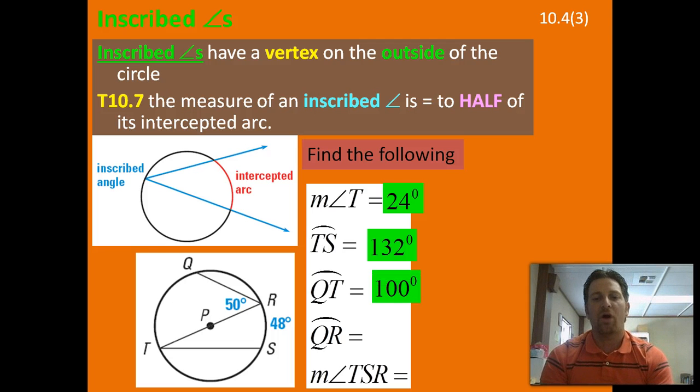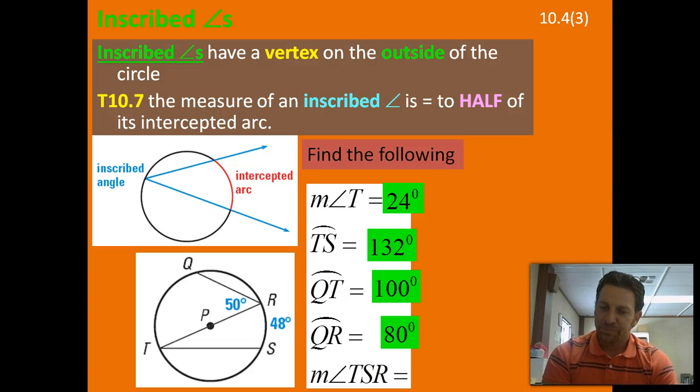Now, for arc QR, once again, you're going to have to infer a little bit and use that diameter to help you out. So we know that from T all the way clockwise over to R, if I go from T through Q to R, that's going to be 180 degrees because that's the diameter of the circle. And I just figured out that arc QT was 100 degrees. So if I go 180 minus 100 degrees, I get that arc QR is 80 degrees.